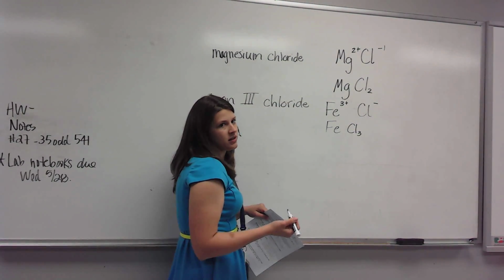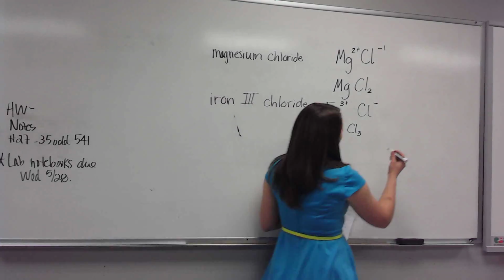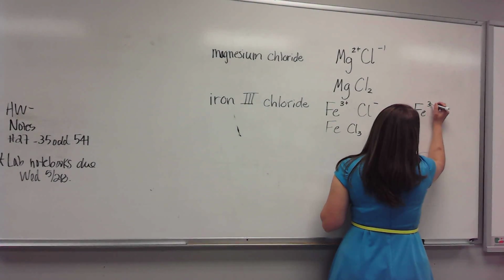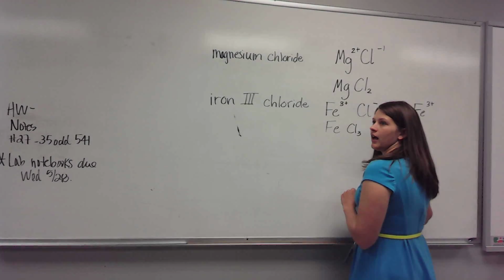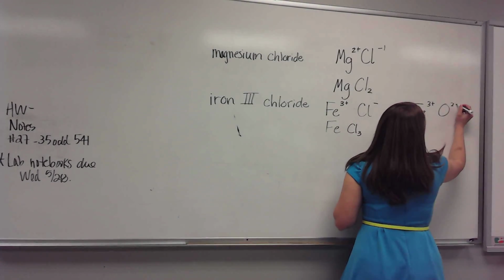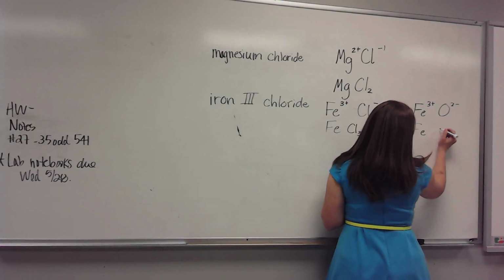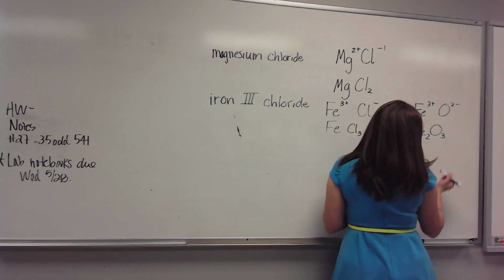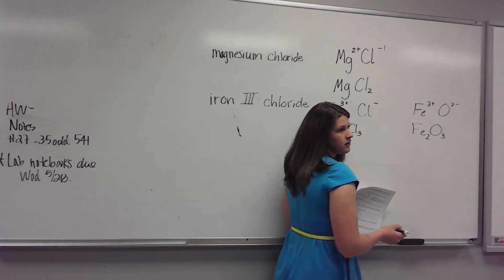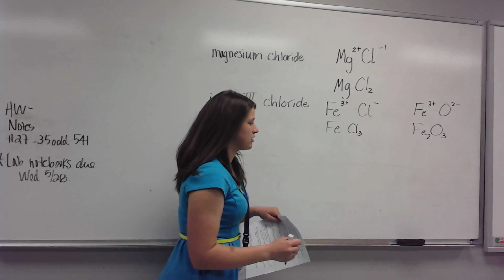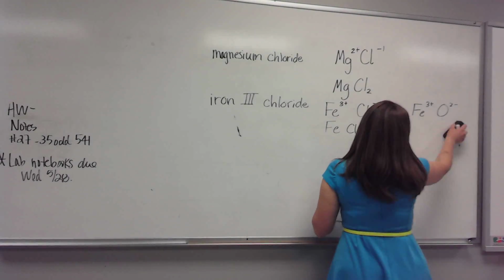But that's not always the case. For example, let's say I had Fe3+, and let's say I had oxygen with it. Then I have to crisscross, and this guy gets a 2. Remember that. So we've got to look and see what other charges there are.